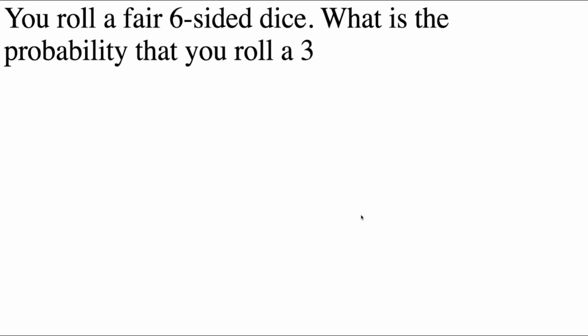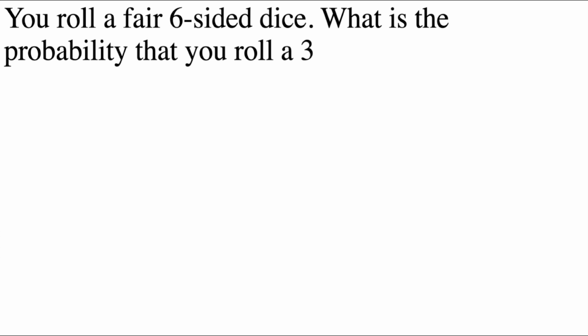Okay, so the first example problem says you roll a fair six-sided dice, and they're asking what is the probability that you roll a 3. It's saying it's fair, so there are 6 numbers on a dice, and being fair means you have equal chances of landing on each side of the dice. It's not a rigged dice, where you'd have a higher chance of landing on one side over another.